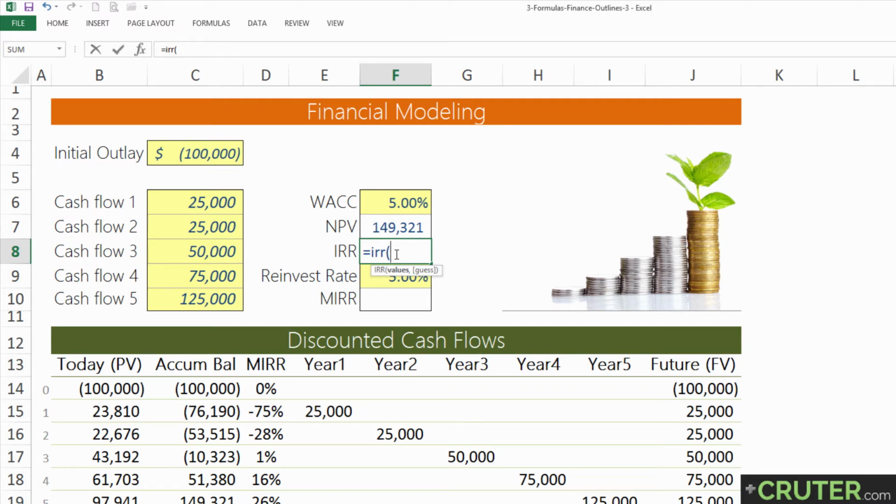Really all we need to do is grab the values, which are all of these values, and then close up the parentheses. And so Excel tells us that our internal rate of return is 36%.